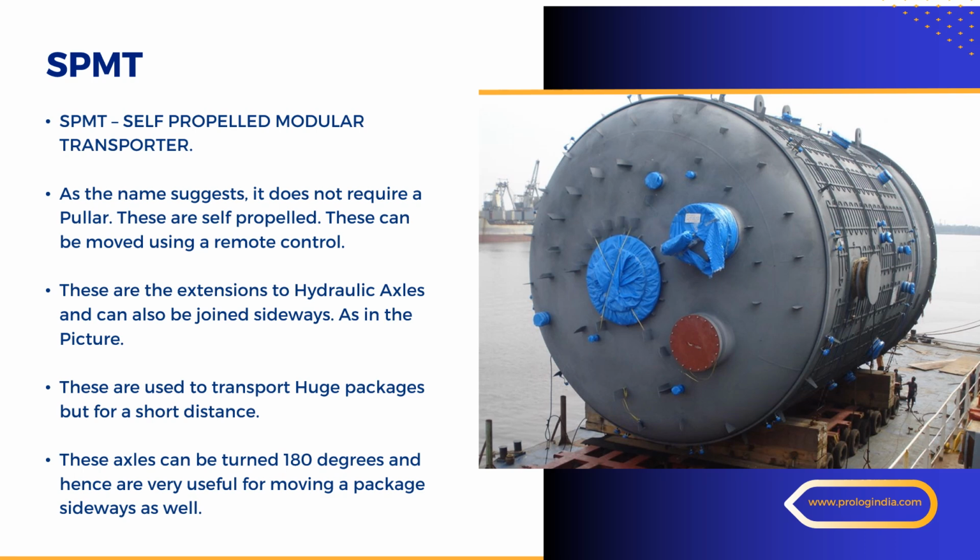Hydraulic axles usually can be joined to each other on the back and front, in a single line. However, in case of SPMTs, they can be joined sideways as well. We can load two sets side by side.